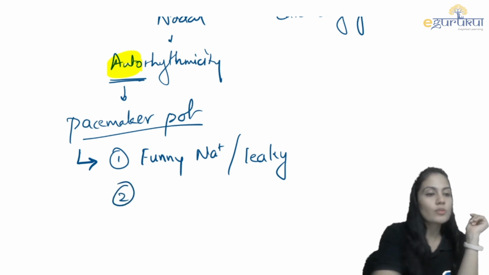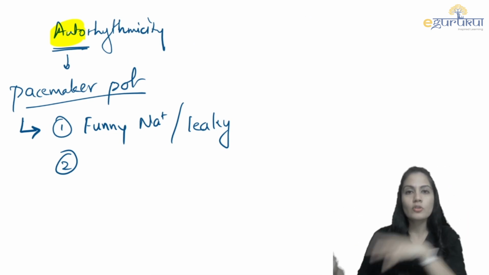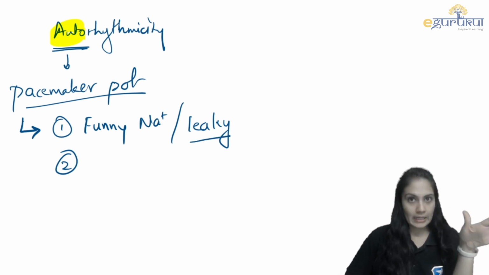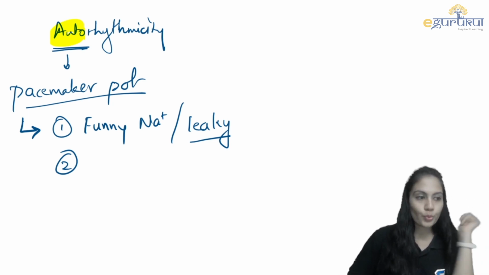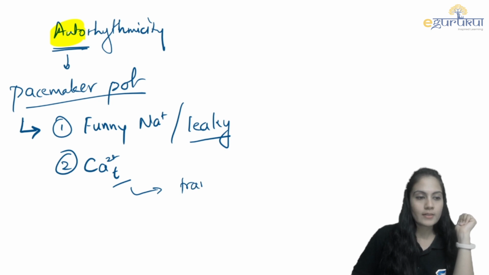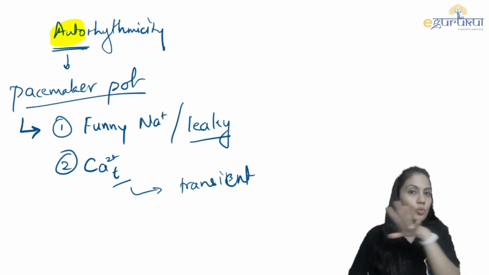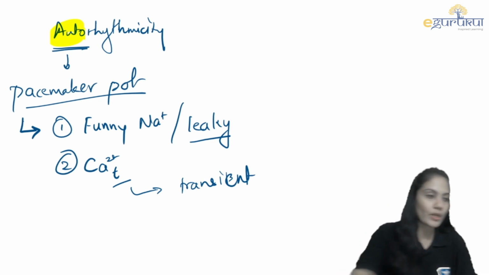Obviously, the concentration is more outside, and we know that diffusion always occurs from high concentration to low concentration, right? So these are the leaky channels, and sodium is going to leak inside the nodal tissue. The second is something known as calcium T channels. That T denotes transient channels. These are the channels which will open for a very short duration whenever the RMP is going on. So in this particular potential, the calcium T channels are going to open up, right?